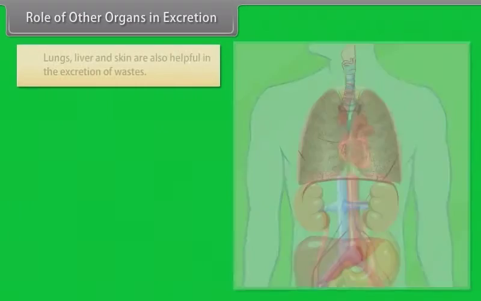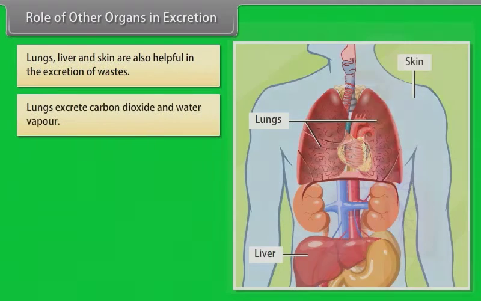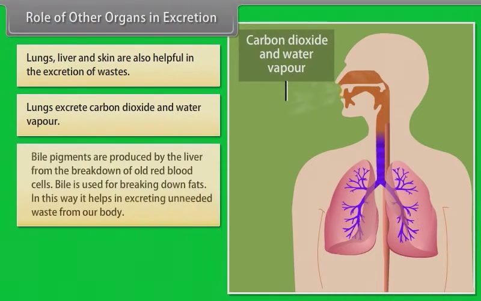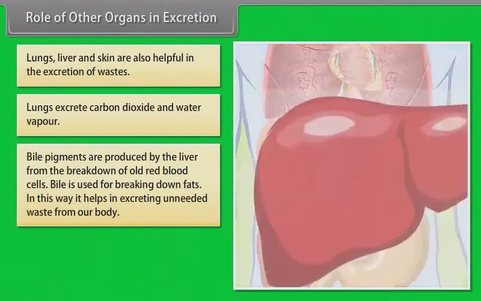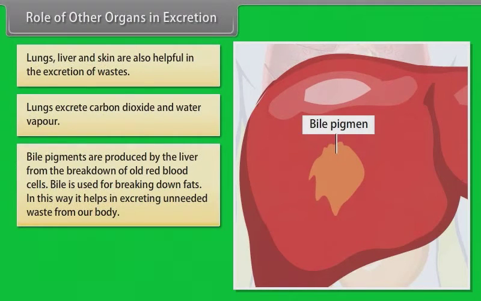Role of other organs in excretion. Lungs, liver and skin are also helpful in the excretion of wastes. Lungs excrete carbon dioxide and water vapor. Bile pigments are produced by the liver from the breakdown of old red blood cells. Bile is used for breaking down fats. In this way, it helps in excreting unneeded waste from our body.